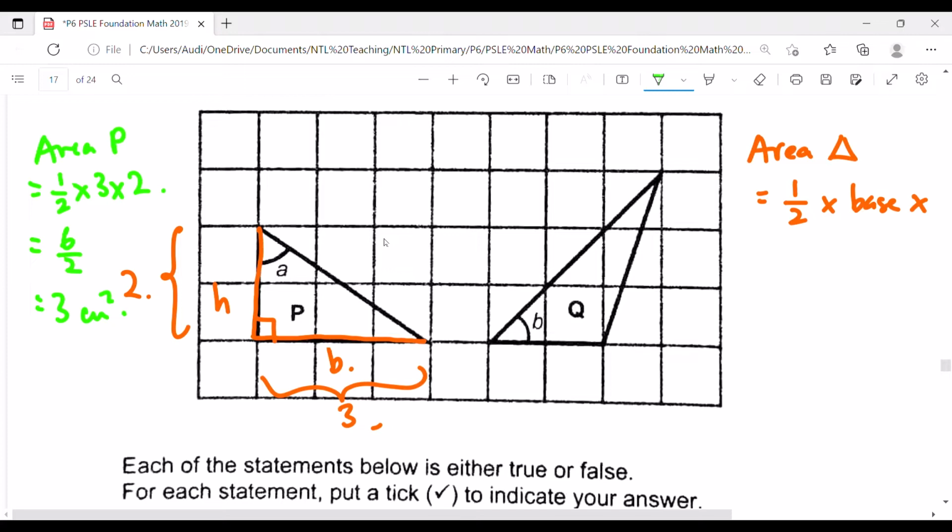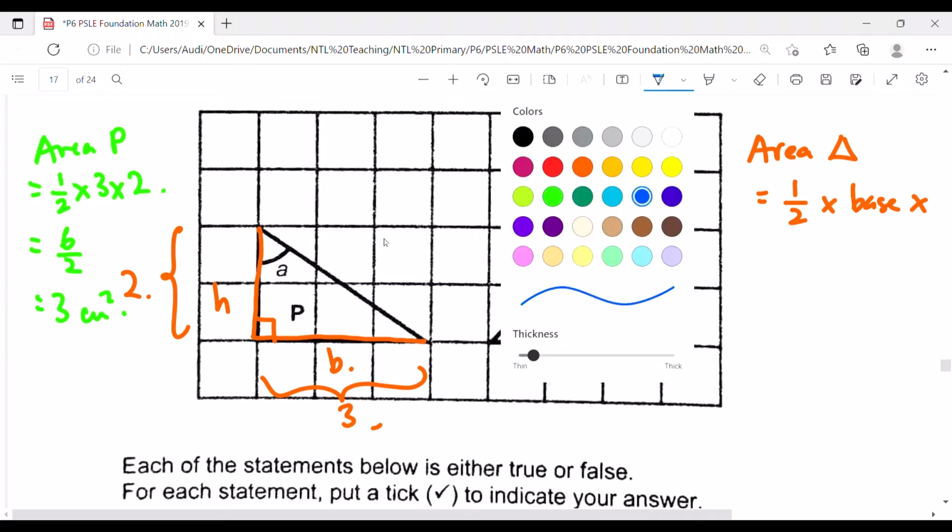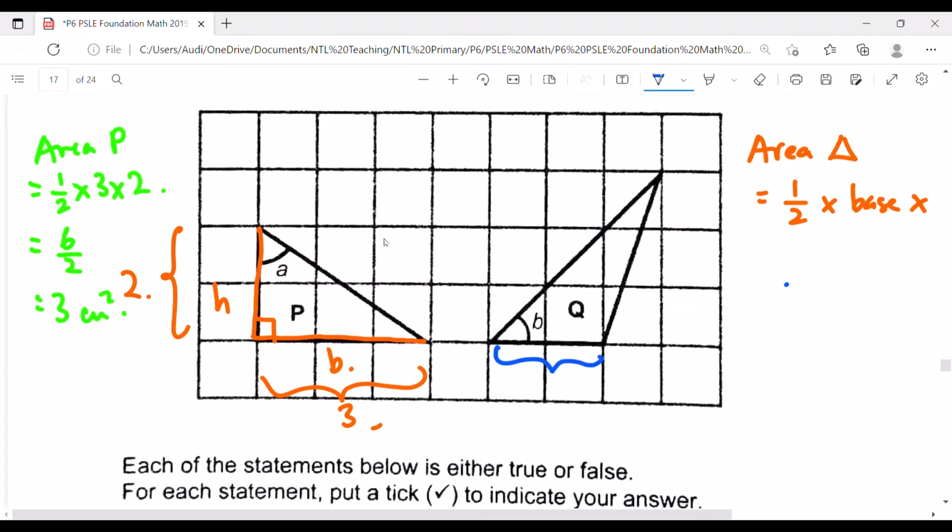Now let's look at Q, right? Triangle Q. This is your base. So base is 2. Where's the height? The height, remember, has to be perpendicular. Because this angle here is not perpendicular, how do we measure the perpendicular height? We extend this out, extend this upwards. Now we get your perpendicular height. And so the perpendicular height is 3.